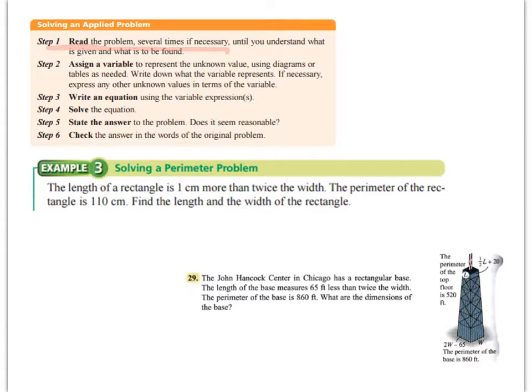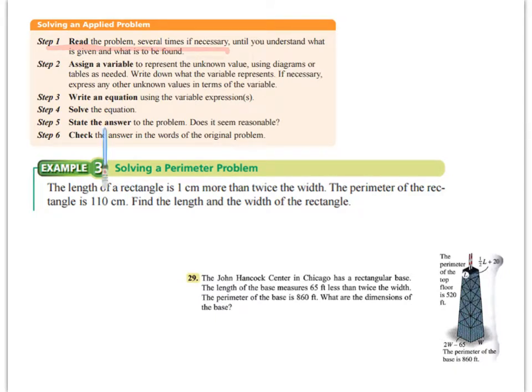Step 2, also very important. Assign a variable to represent the unknown value. You can use diagrams or tables in order to help. Actually write down what that variable represents. And if necessary, express any other unknown values in terms of that one variable. Once you've done all that, writing the equation, it's practically written already. So use the variables that you created. You understand how things work together. You should be able to come up with your equation.